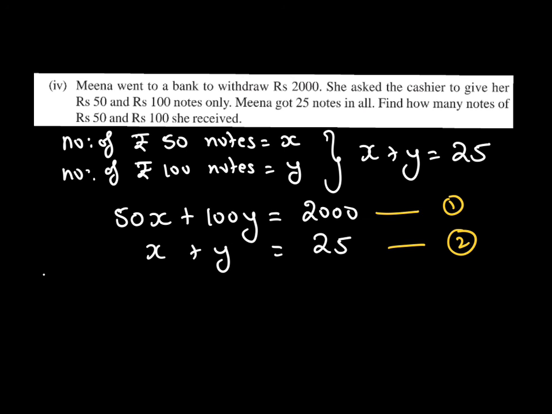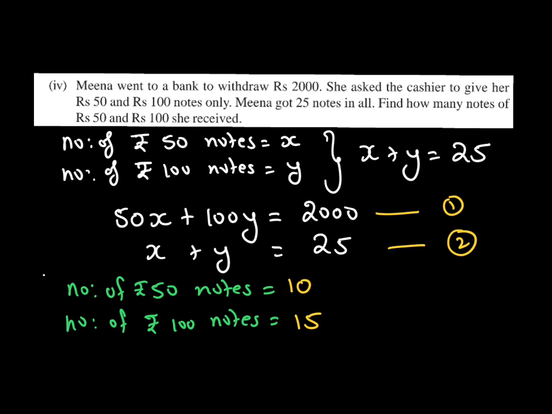Do you know what is the right answer? The number of 50 rupee notes will be 10 and the number of 100 rupee notes will be 15. You can even verify this answer. Great job.